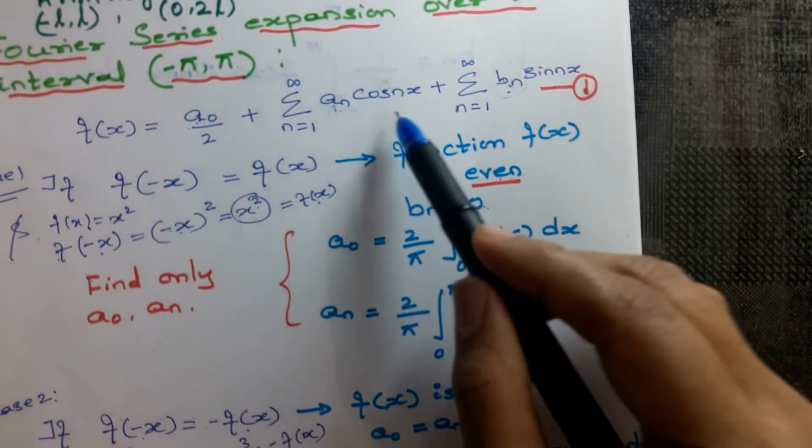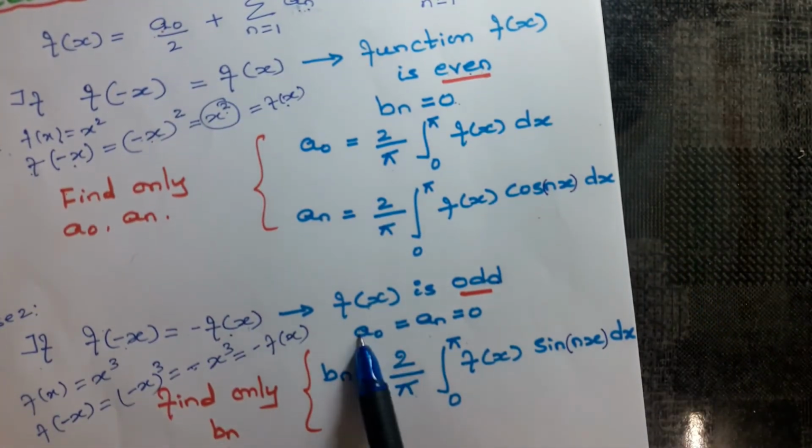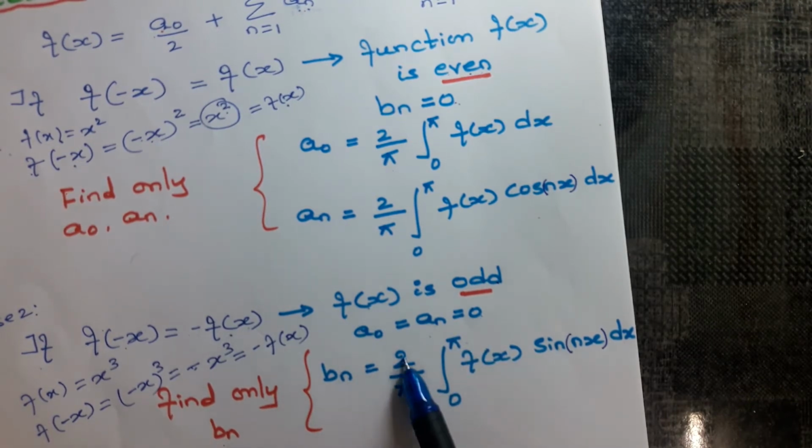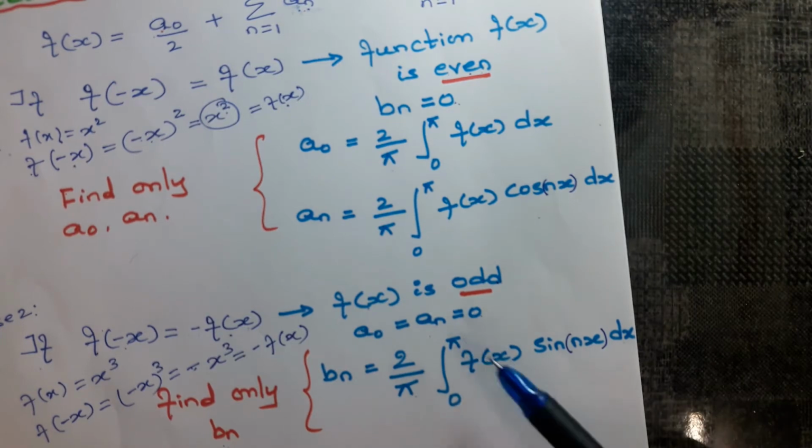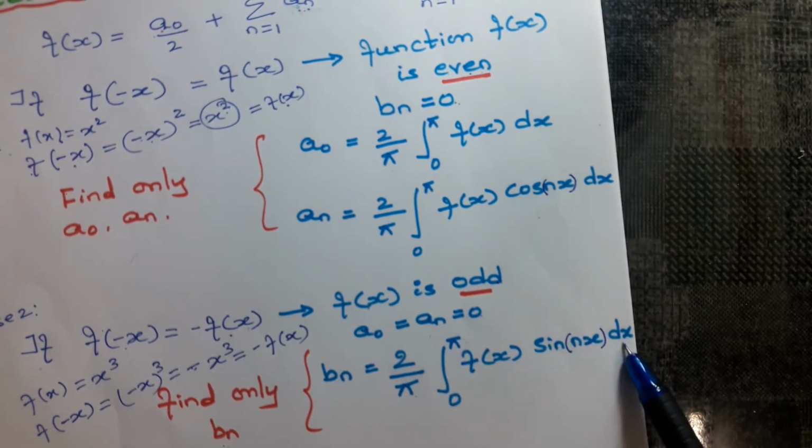The even terms a0 and an will be 0. So a naught and an are taken as 0. Find out only bn. The formula is 2 by pi integral 0 to pi f of x sin nx dx.